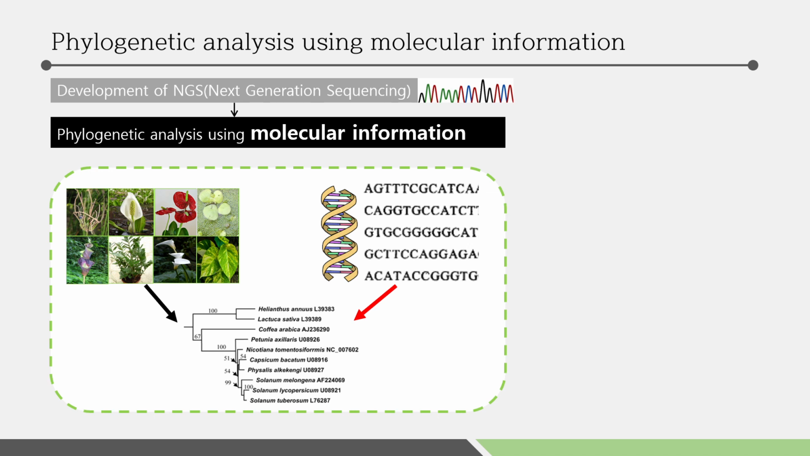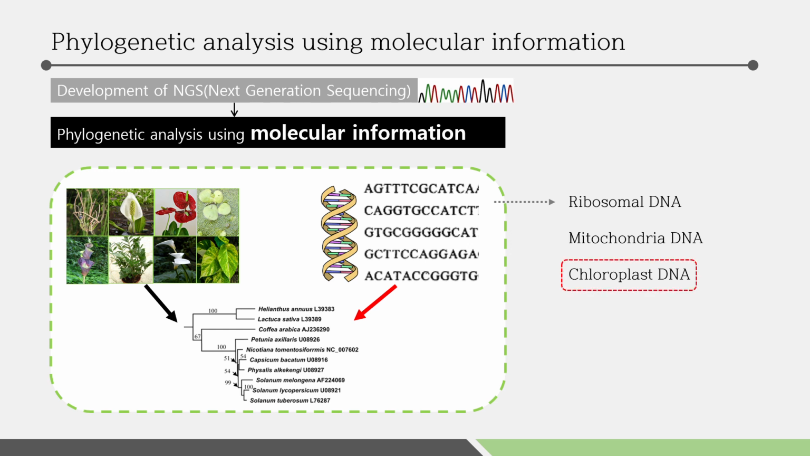However, with the development of next-generation sequencing, whole genome sequencing has become possible, and phylogenetic analysis using molecular information is made. This allows traditional taxonomy and phylogenetic relationship to be verified and modified. Molecular information includes ribosome, mitochondria, and chloroplast DNA. Plants mainly use the chloroplast DNA.